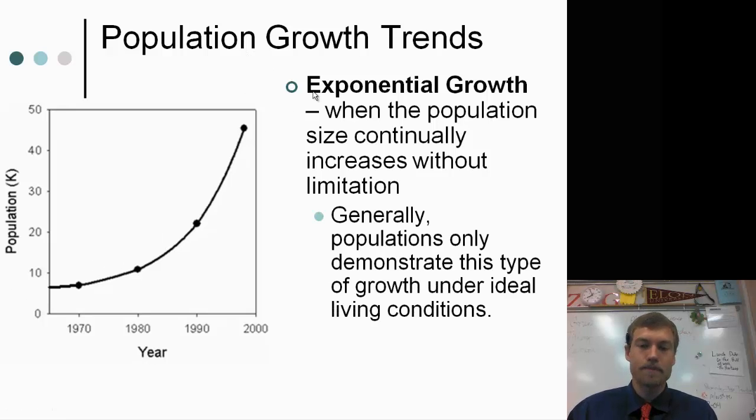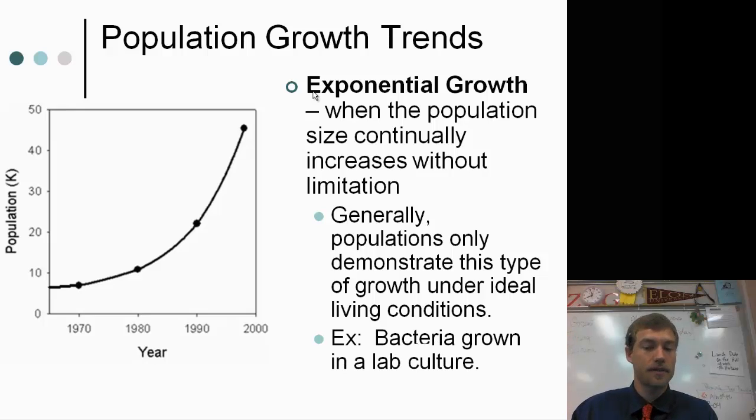And generally, we don't really see populations that demonstrate this type of growth, simply because most of the time there are not ideal conditions, right? You have to have enough resources. You have to have enough space in order for this type of growth to occur. A good example of this is bacteria in a petri dish. So we give the bacteria all the nutrients that they need, and there's plenty of space, and so the bacteria are able to grow continuously.